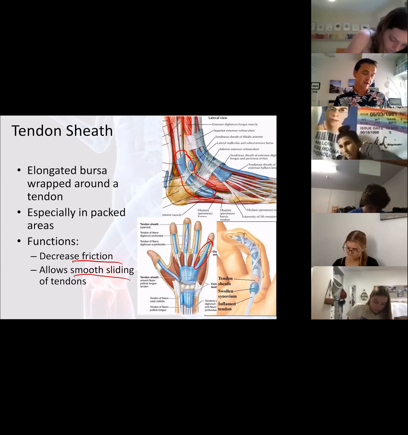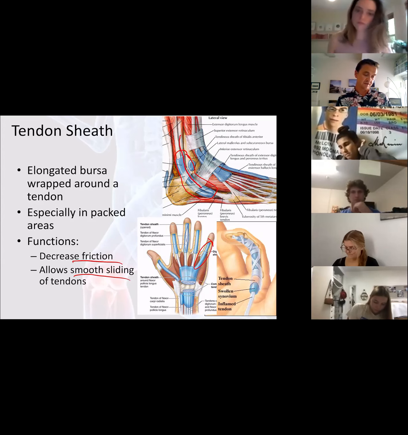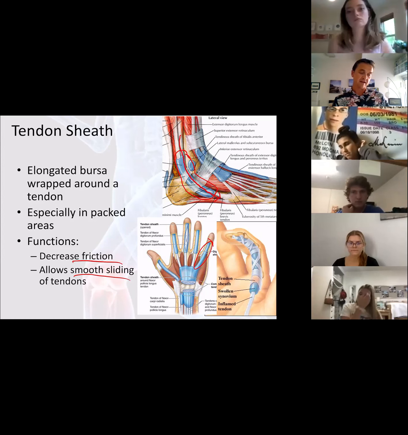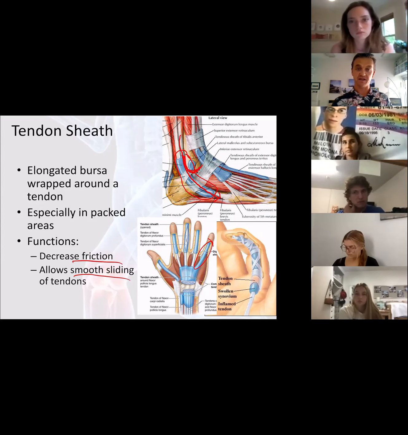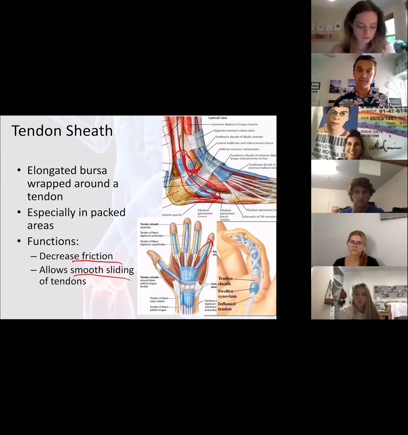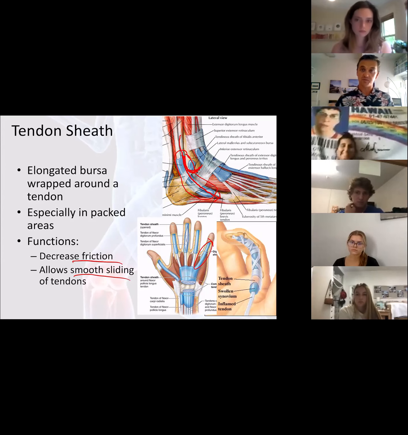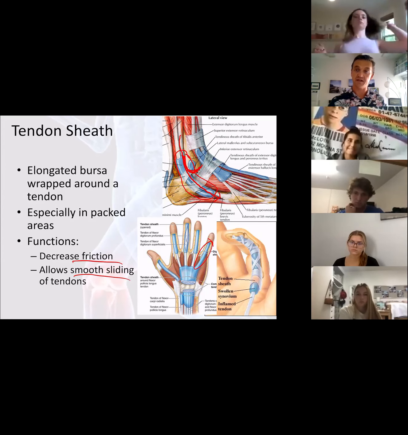So for example, your fibularis longus muscle is right here. That literally just slings around your lateral malleolus there, and it pulls super tight. Right? And so if you didn't have something there to cut down on the friction between that tendon and the lateral malleolus, you would eventually fray that tendon and the tendon would snap, right? So it helps it to not destroy your tendon.